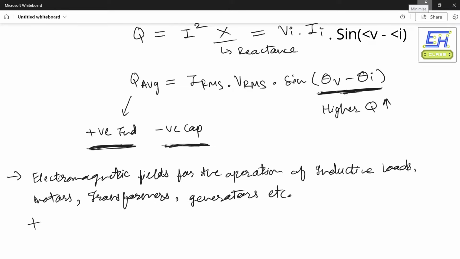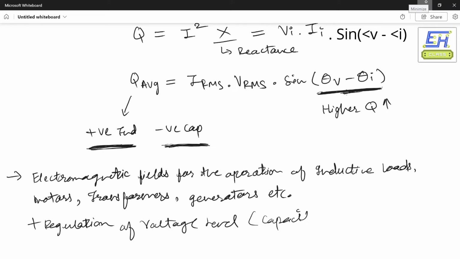Another interesting application of this is regulation of voltage levels. This is done by capacitive reactance. If you know about capacitor banks, they are not only used to correct your power factor, make it better, but they also stabilize the voltage on the line. This is because they also store the energy in the form of electric field.